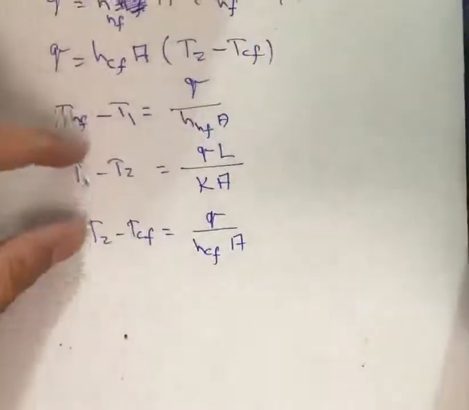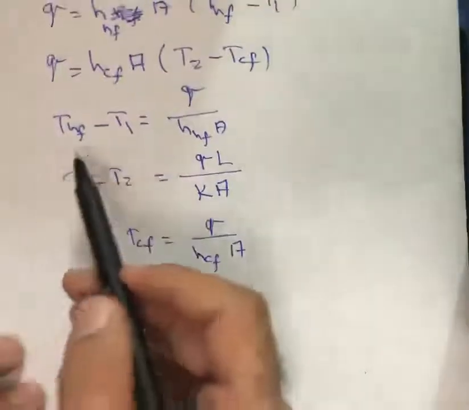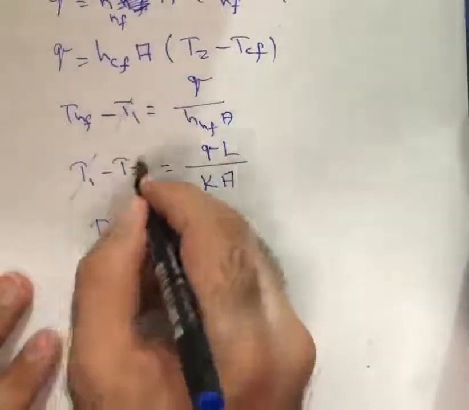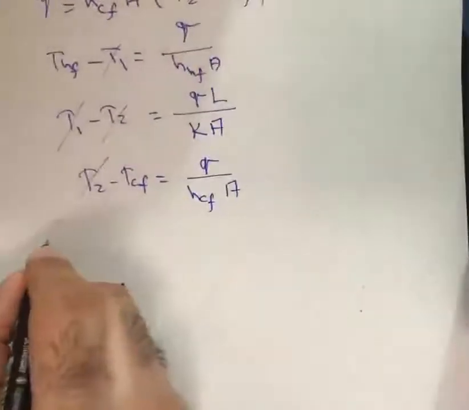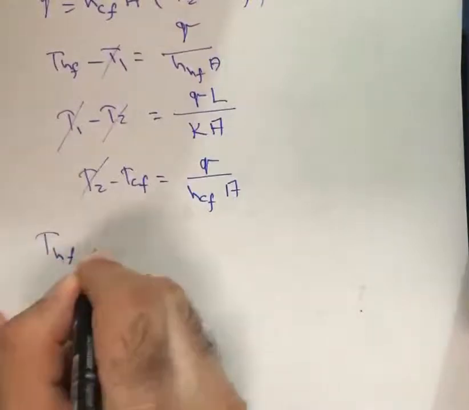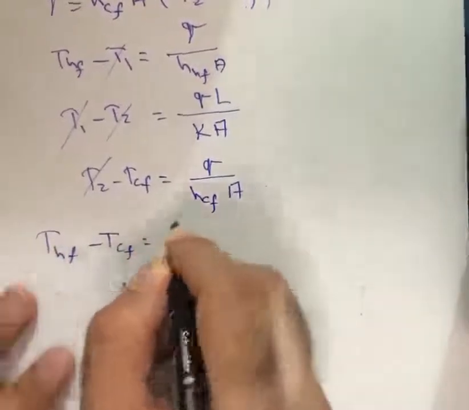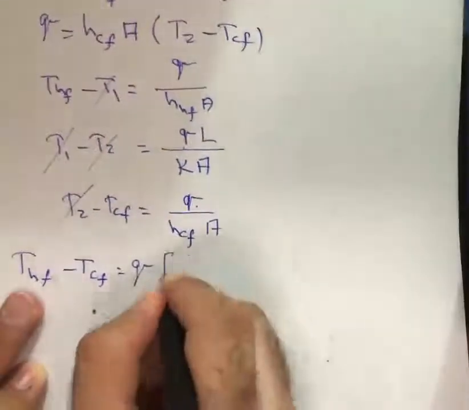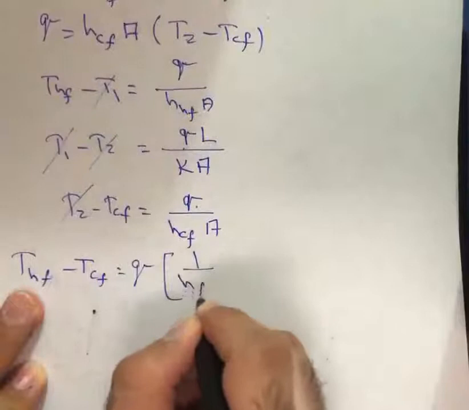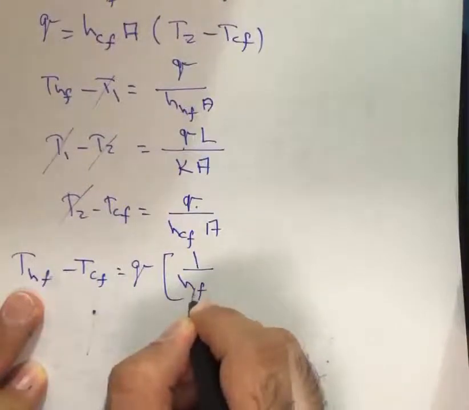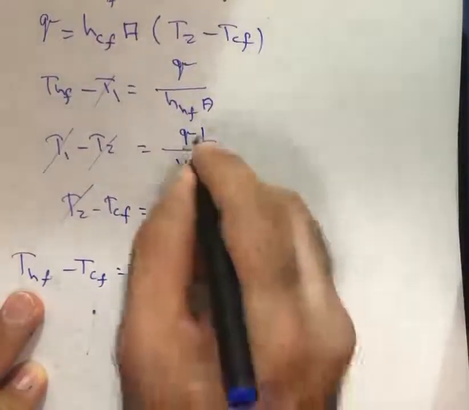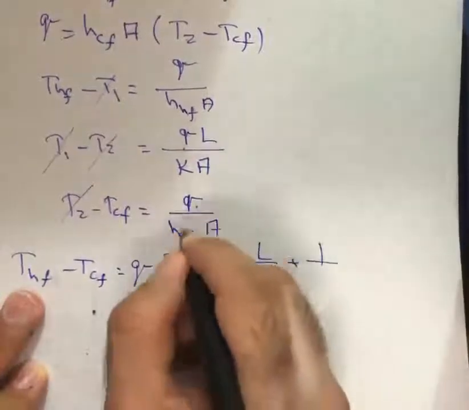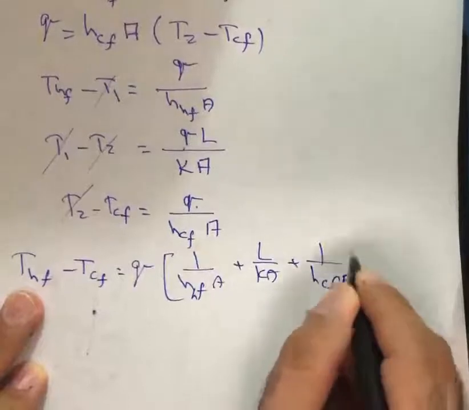After that, we will add these equations, and when we add them, you can see that T1 will be cancelled with T1, and T2 with T2, until we get T of the hot fluid minus T of the cold fluid equal to Q, which is constant, so it will be taken as a common factor, multiplied by 1 over the heat transfer coefficient of the hot fluid multiplied by the area, plus L divided by kA, plus 1 divided by h of the cold fluid times the area.